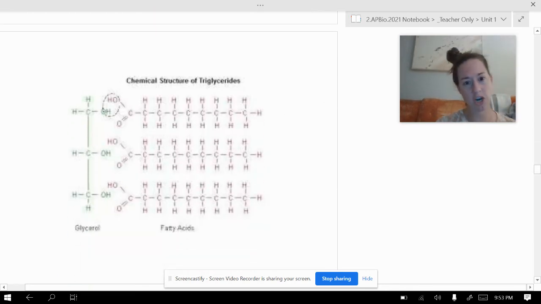Here's just a structure of a triglyceride. This picture is really horrible quality, but I just wanted you to be able to see that your glycerol is in green, and then you have your three fatty acid chains. This would be saturated because it's completely full with hydrogens as much as it could be. There's no branching in the molecules. So if it was room temperature, this would be a solid, like butter.